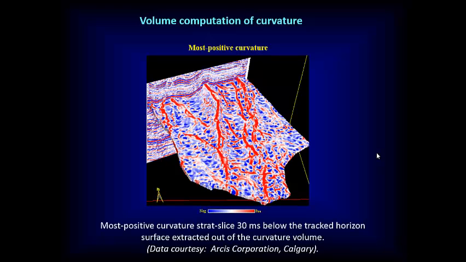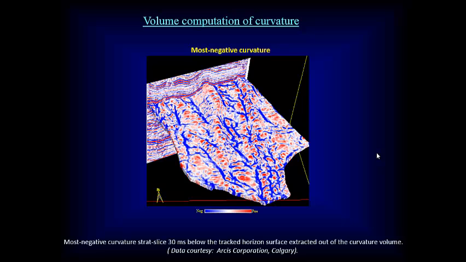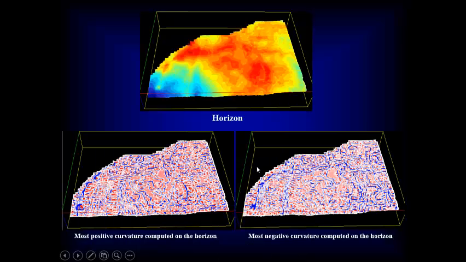Notice wherever you have nice strong red lineaments on the positive curvature, they are seen as broken down reds on the negative curvature. But the lineaments corresponding to the downthrown sides of the faults are seen as nice and bright blue. So this is just a comparison between the positive and the negative curvature generated on the horizons.